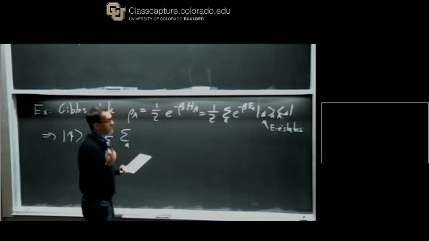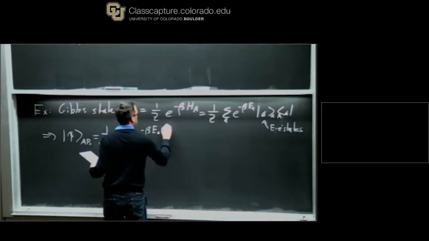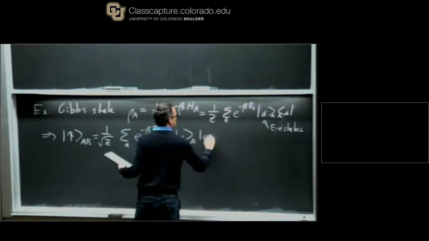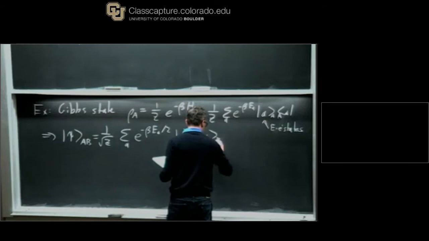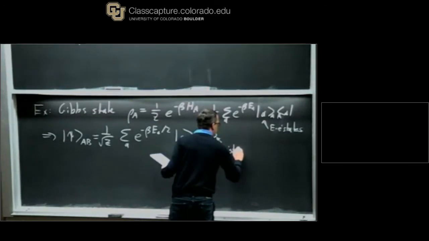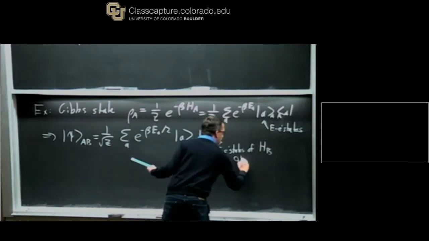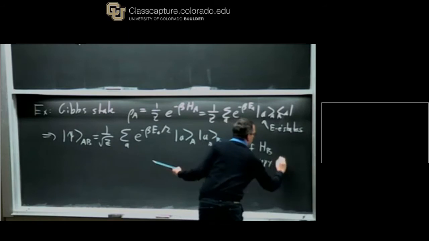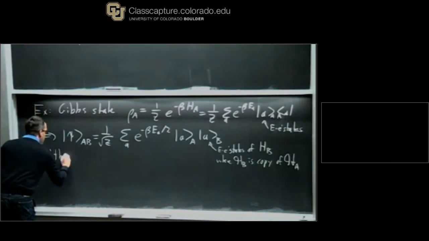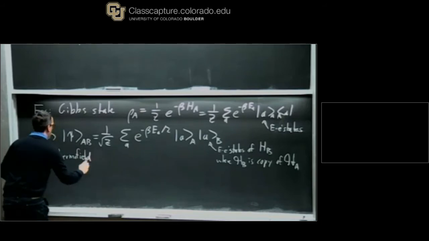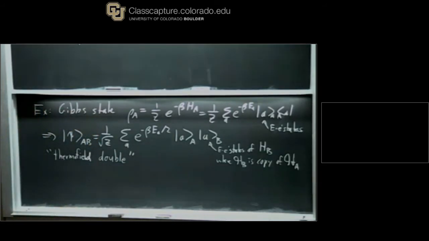And let me just choose HB to be another copy of HA, okay? The Hilbert space. So these are energy eigenstates of HB, where my Hilbert space is a copy of my original one. And this is an important enough state that it gets a name, although the name is pretty obscure. It comes from somewhere, I'm sure. Thermofield double. Well, double is fine. I've just doubled my system.